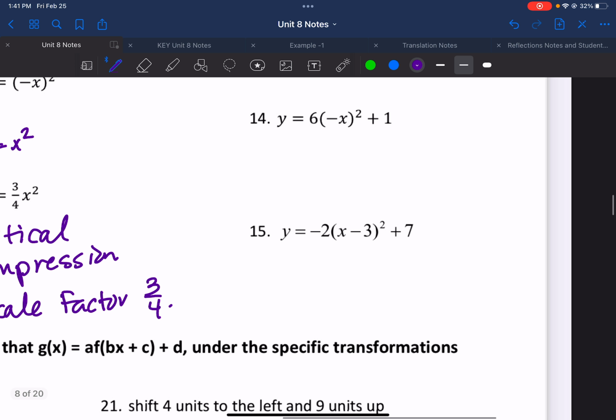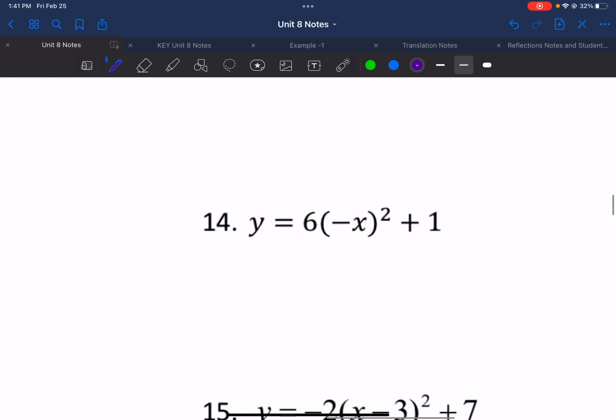Let's do one more, a little more tricky. So here we go. So remember, if my original parent function is y equals x squared, what changed? So this, oops, that's too big. All right, so I have this 6 being multiplied on the outside, right? I have this negative being multiplied on the inside, and then I have this +1 being added on the outside. So I have 3 transformations that are happening. I need to list all 3 of them.